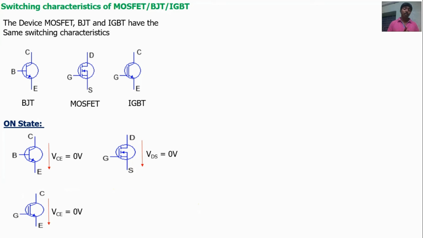When using the device as a switch, it acts in the saturation region or cutoff region. During the saturation region, the collector to emitter voltage is always positive. Remember that. Current always flows from collector to emitter. Current from emitter to collector or source to drain is not possible. So it is a unidirectional device.